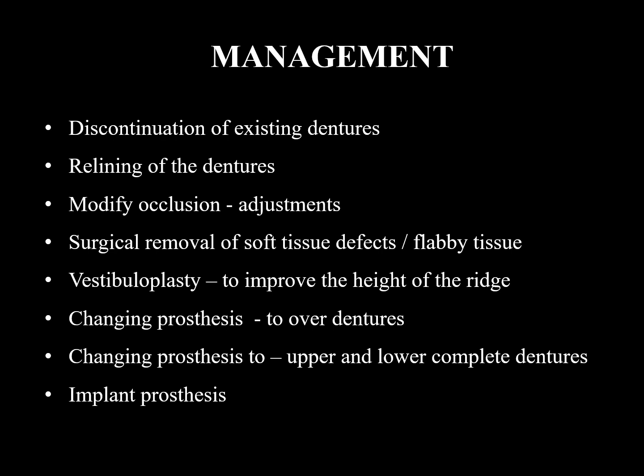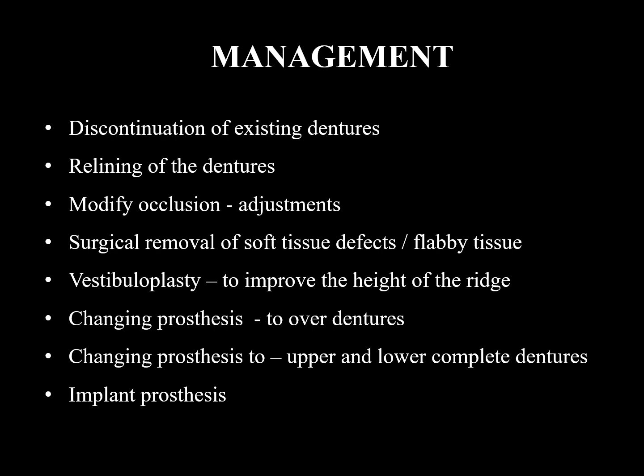Severe cases may be treated by surgical removal of the soft tissue defects like the epulis and refabrication of the denture. We can also remove the flabby tissues in the maxillary anterior region. The next method is to improve the height of the ridge by doing a vestibuloplasty, which is again a surgical procedure.